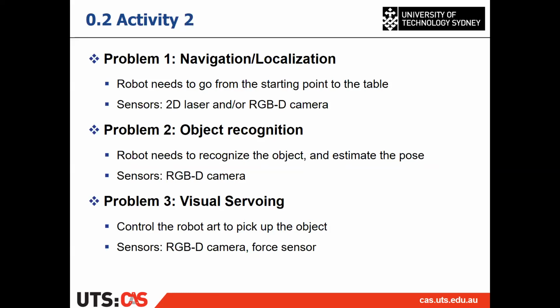All right, so another thing about visual servoing is we may use force sensors as well, because on the inner side of the gripper, there are force sensors. They don't want the robot to grip too hard when they grab something. So they use force sensors on the inner side of the gripper as well. Right, so those are the problems and the sensors they use to solve each of the problems.